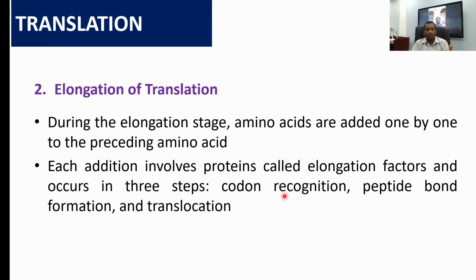Codon recognition: translation is done by reading 3 bases at a time, or what we call codons. That's the first one. First, the codon must be recognized. Then a peptide bond must be formed, and the third step is the translocation.